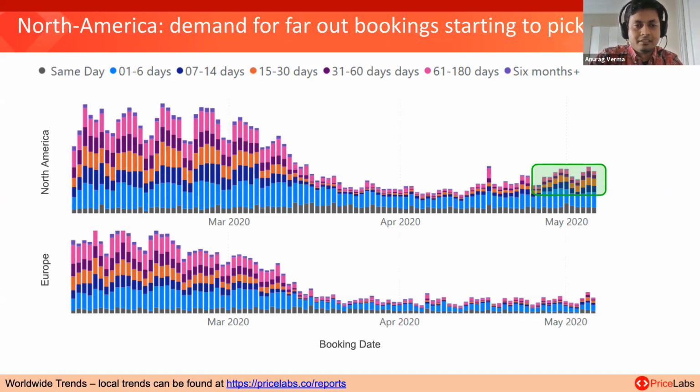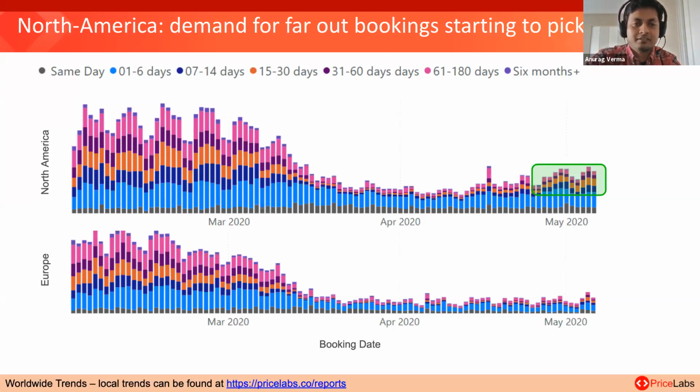On the x-axis here, it's tracking each booking date. We started this chart at the beginning of February, and we're saying how many bookings used to come in amongst listings that use PriceLabs. So this is aggregated across all properties that use PriceLabs. The top chart is North America, and the bottom chart is Europe. You'll see that overall the volume of bookings clearly has dipped since mid-March in both North America and Europe.